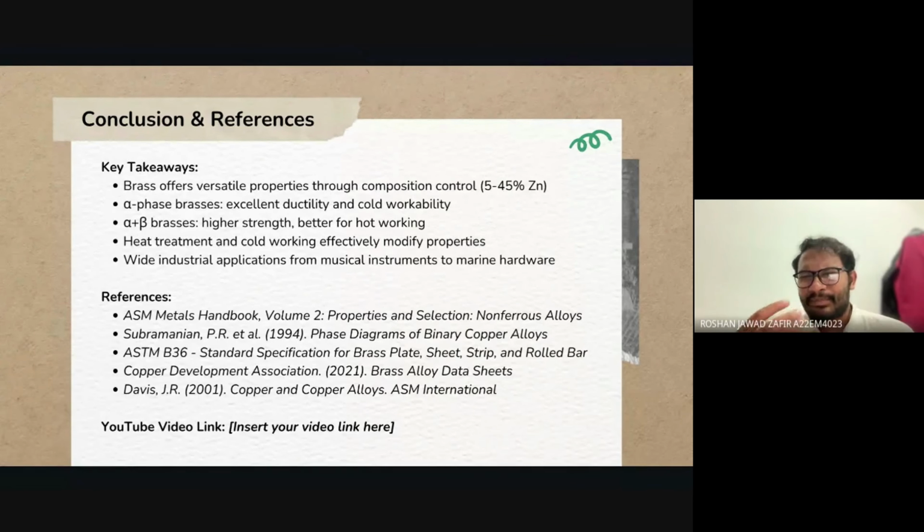Whether it's the trumpet in a symphony, the propeller on a ship, or the doorknob you turn every day, brass continues to be an essential material in our modern world.